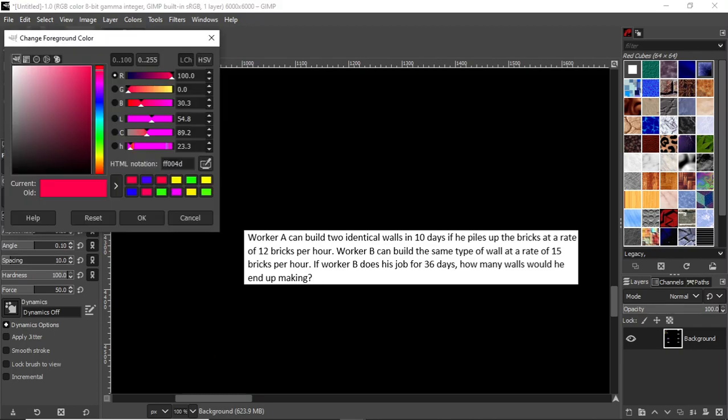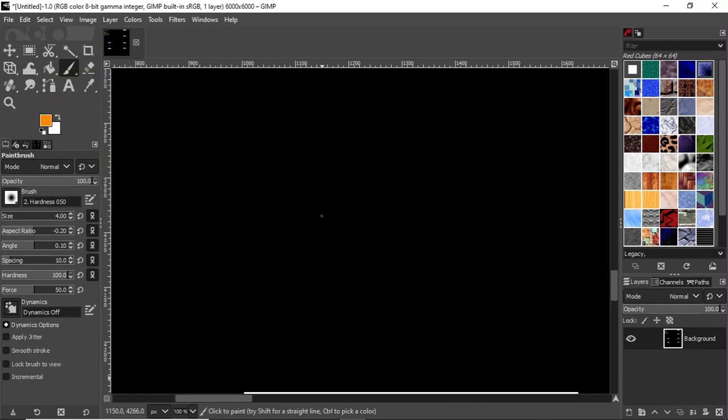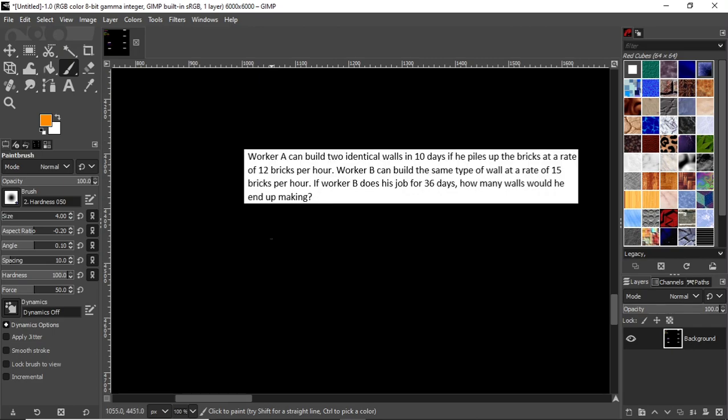And this was the situation I was talking about before, where all the variables are set different. Okay, so worker A, now this is a different problem, just slightly modified from before. Worker A can build two identical walls. So worker A now builds two walls in 10 days. So for the two walls, he takes 10 days.